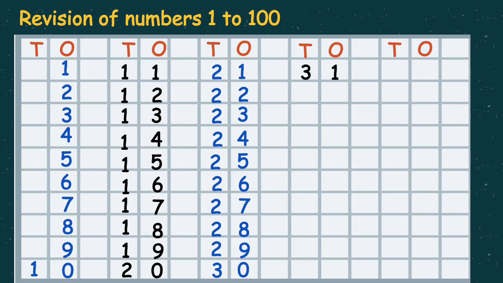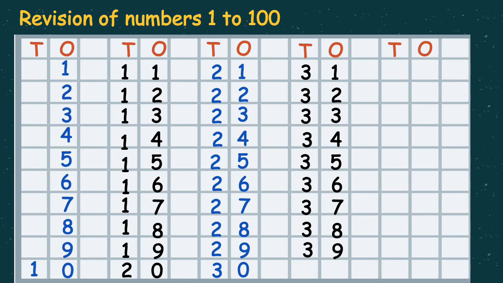We'll do it a little faster now, children. 31, 32, 33, 34, 35, 36, 37, 38, 39. What comes after 39? 40. Very good.